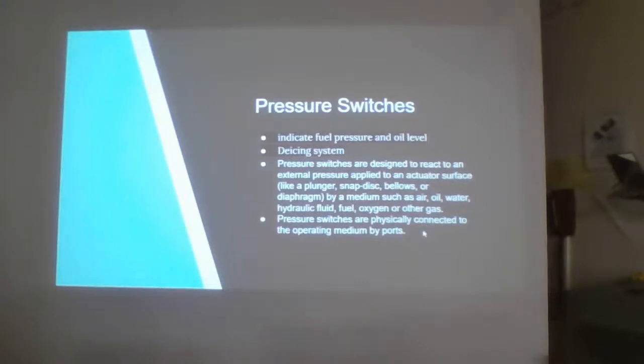Pressure switches are physically connected to the operating medium by ports. So that's just another fancy way of saying pressure switches use ports to transfer whatever air, gas, or liquid is being used in that system.